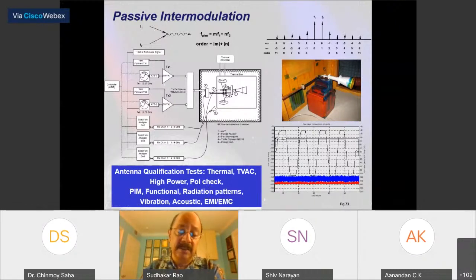Polarization check, that's very important. We do it at several stages, as well as PIM tests. Between these tests, you have to do functional checks to make sure that return loss didn't change. Radiation patterns, of course, we have to do before and after these tests as well. And then mechanical qualification we have to do with vibration, because when you launch, high levels of vibration go through antennas. So you have to make sure that they can withstand it. Acoustic tests we typically do for large antennas, not for small antennas. And EMI, EMC tests we have to do at the end when everything is integrated together.